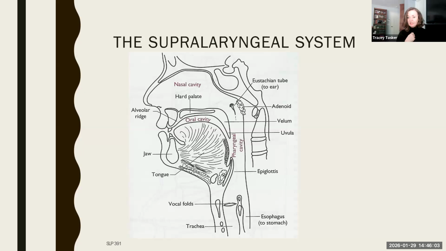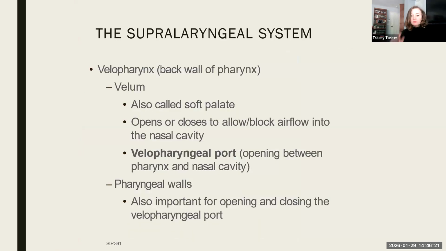Okay. So when you go to the doctor and he tells you to say ah, and he looks in your throat, the piece that's hanging down is the uvula. Okay. So in this diagram, you'll see the uvula is that piece that's hanging down. So velum is another word for your soft palate. Okay. All right. So let's talk a little bit about this. So the pharyngeal wall is the back wall of your pharynx, of your throat.